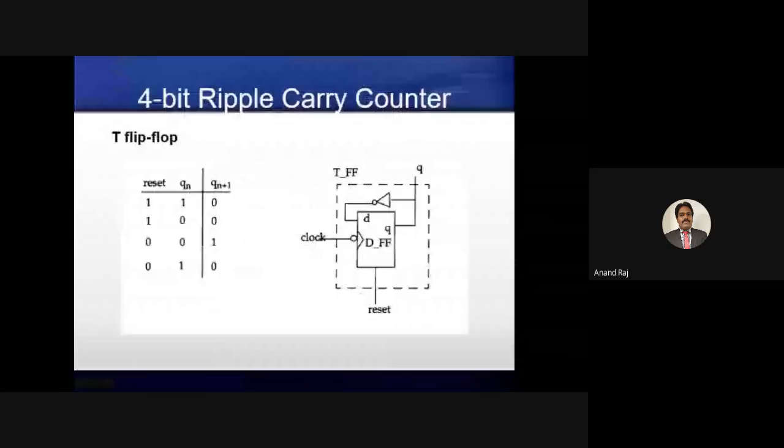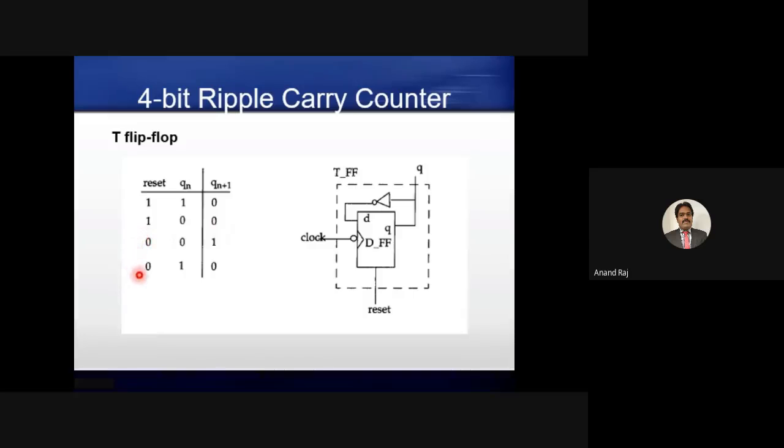We look into how we built the component module, that is the T flip-flop. This is the truth table of the T flip-flop. Here there is this reset input. The reset input we have taken as active high. Active high means when the value of that reset is 1, irrespective of the previous state. Qn is the previous state, Qn plus 1 is the next state of the flip-flop. So when the reset value is 1, irrespective of the previous state, the next state will be 0.